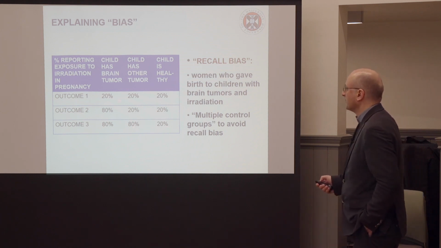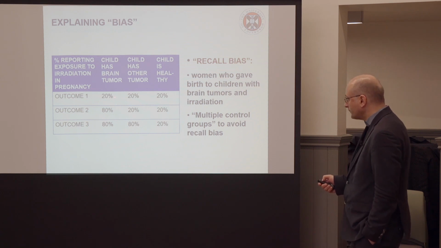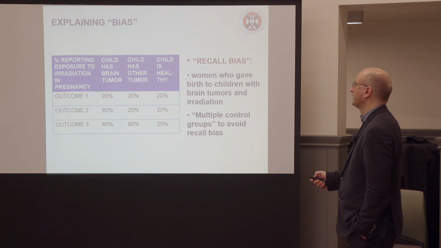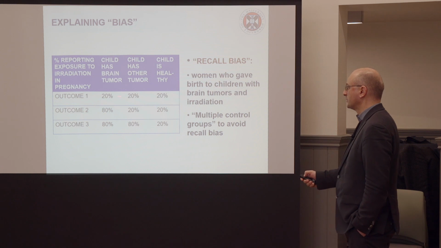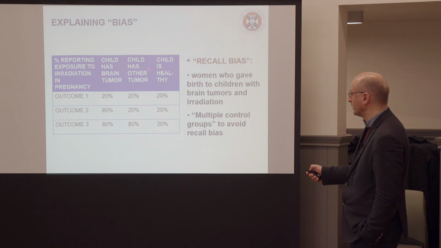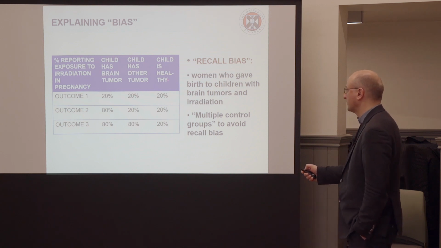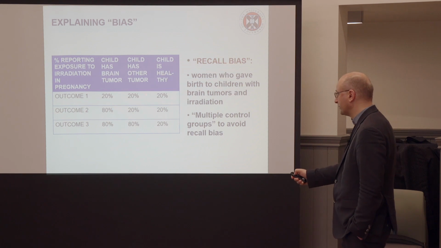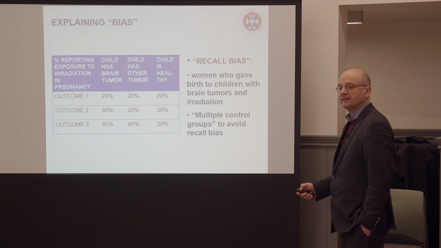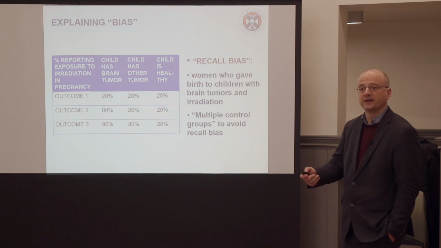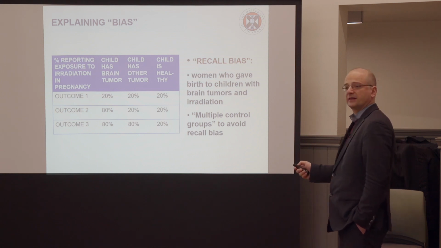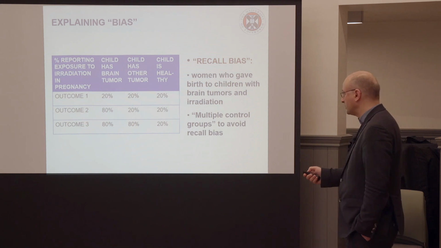So what you need is some sort of multiple control groups which can help you to understand this bias a bit better. So let's say that it was 20% of mothers whose child has a brain tumor that reported exposure to irradiation. And then you introduce this group where the child has some other tumor, not brain tumor, and if they said 20%, and if the mothers whose child is healthy also say 20%, then that means that irradiation can't possibly have any effect on the brain tumor development, because all of these three diverse sets of mothers report the same level of exposure.